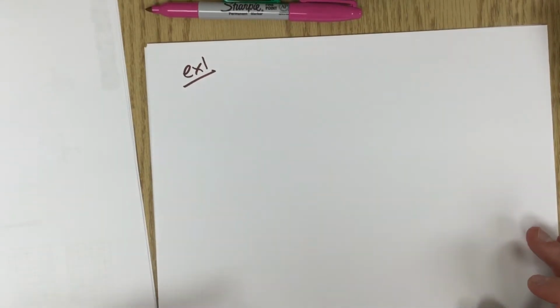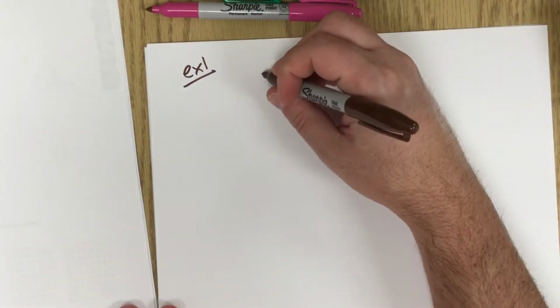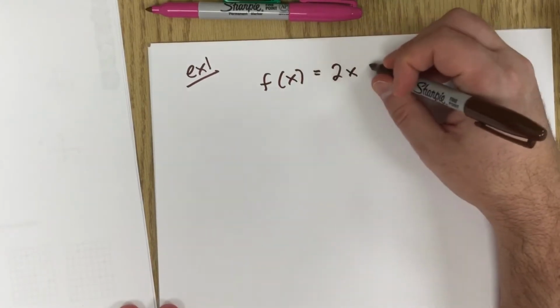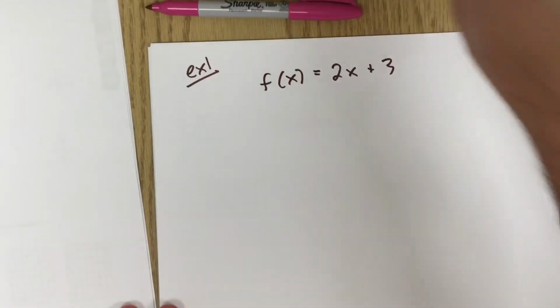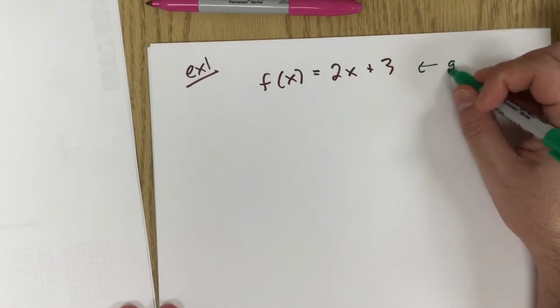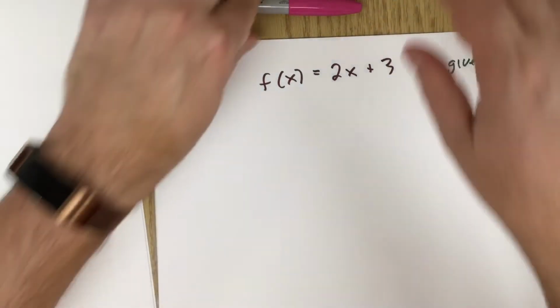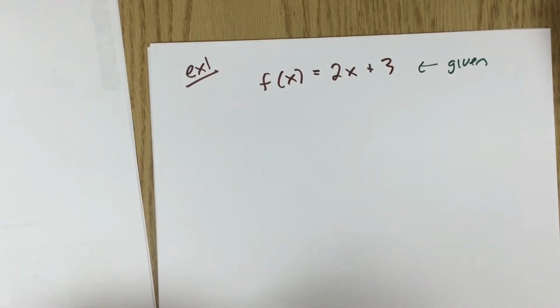Now it's time to use function notation. We're going to actually use the function notation. So let's say we're given f of x equals 2x plus 3. And this is a given. So this over here is given. If I didn't give you the equation of the function, there'd be no way to actually figure it out.